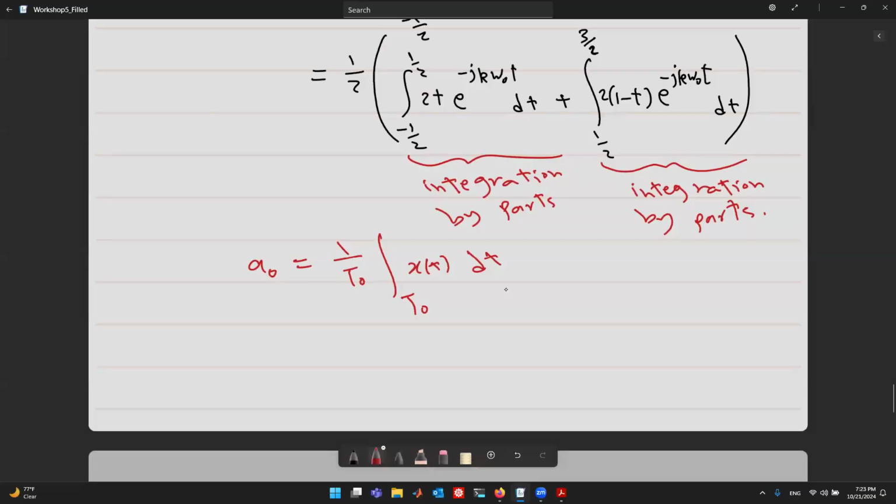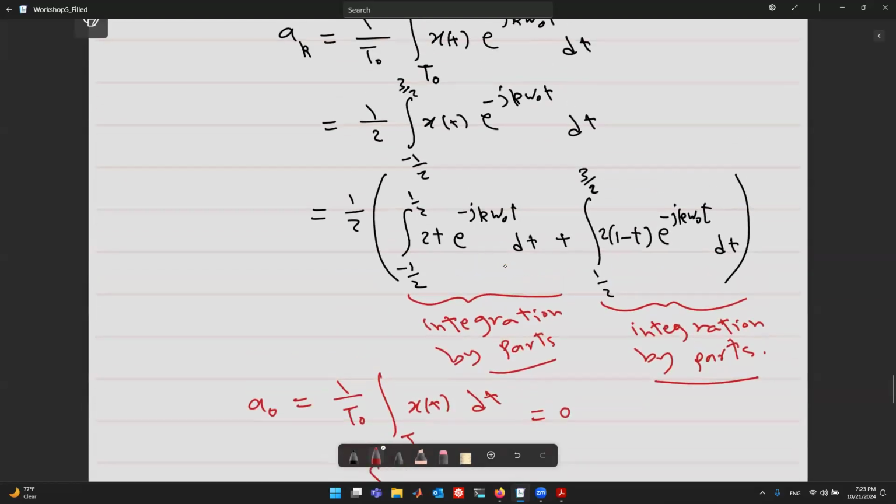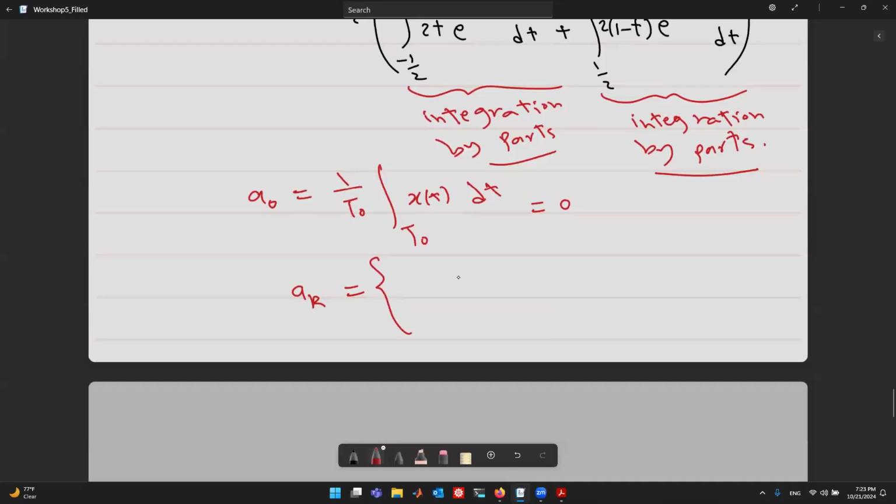Okay, we should do integration by parts over those two integrals to find the AK when k is not equal to 0, and when k equals 0, we find it separately, and we saw that it will be 0. And then AK will be, I'm just giving the answer, and I would recommend also doing all the steps to verify. AK will be 0 when k equals 0.